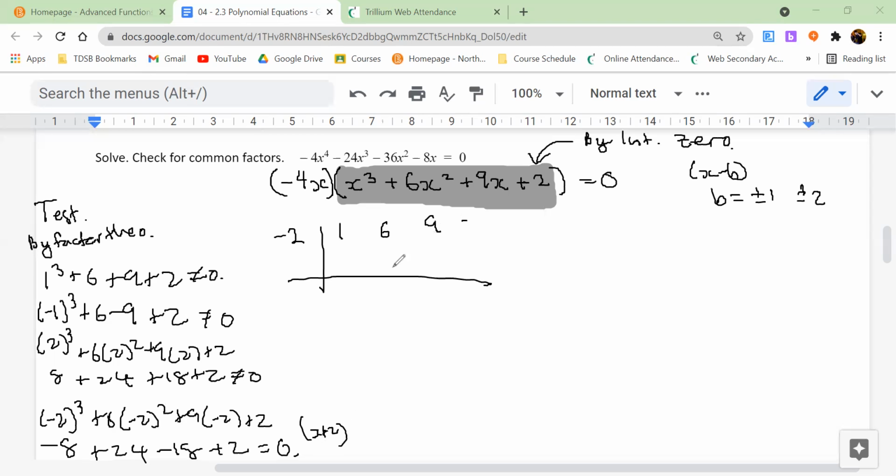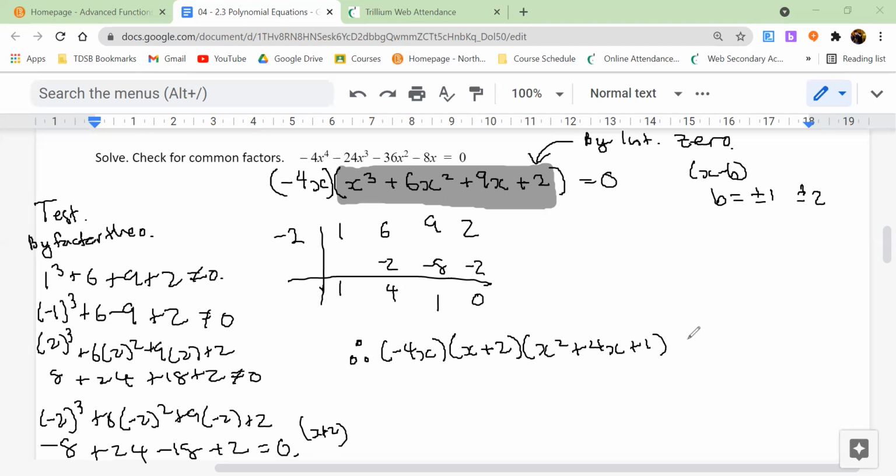1, 6, 9, 2, 1, 2, 4, -8, 1, -2. Take your time with that. I'm just doing it really fast so that I don't waste your time watching a video. Do synthetic division, and you will see that this is going to be equal to -4x, x plus 2, x squared plus 4x plus 1 equals a 0. That's it. But you will see that this is a root, that's a root, and this isn't factorable.